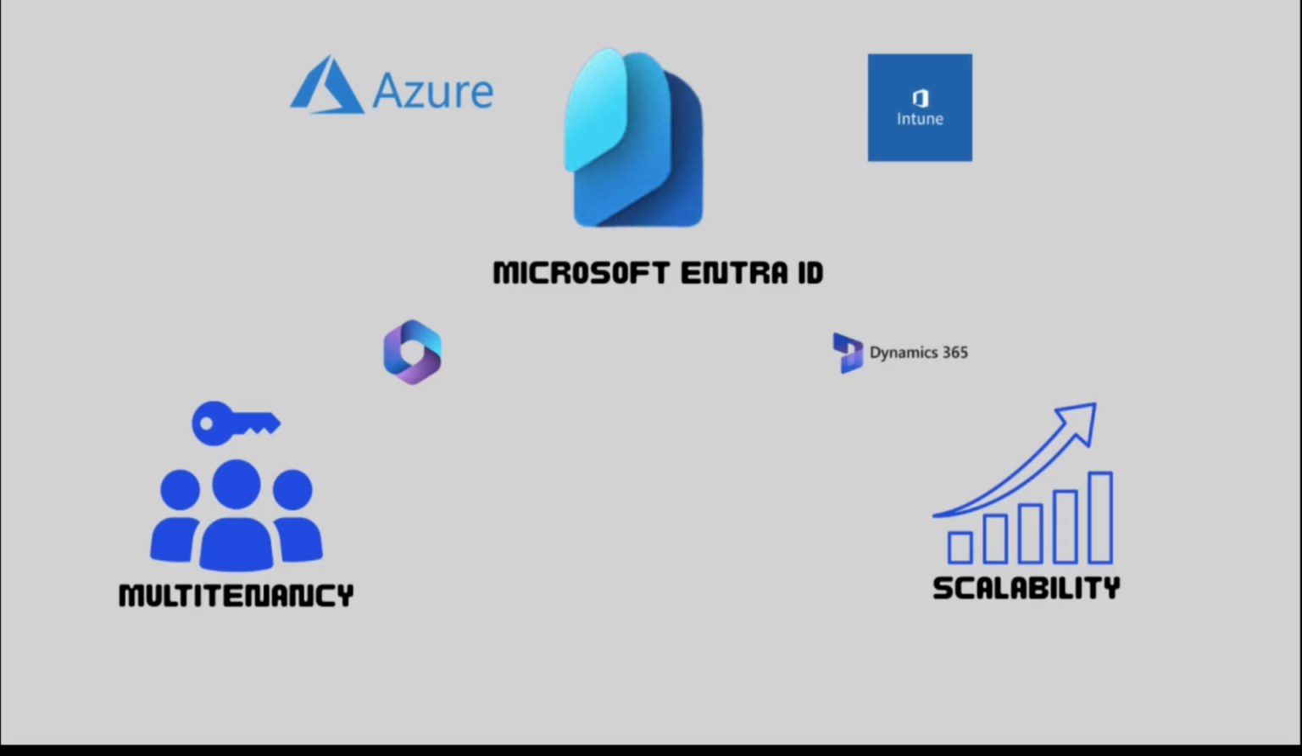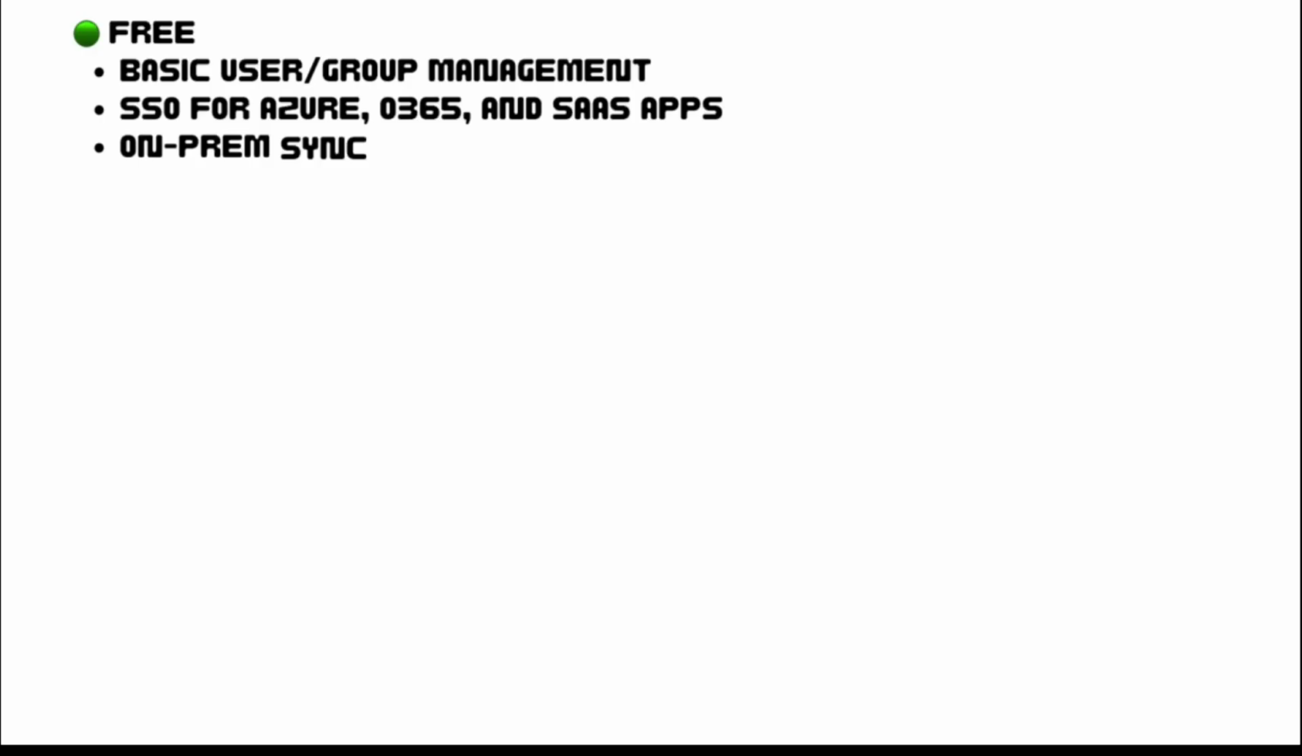Now, Microsoft Entra ID comes in some tiers. Basically, the kind of subscription which you take for Entra defines what you can do with Entra. Let's understand that. The first tier is the free tier, which provides basic user and group management, SSO for Azure, O365 and its SaaS apps, and on-prem sync.